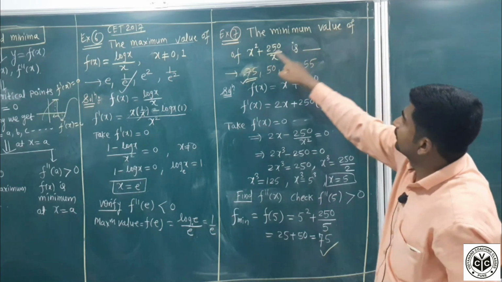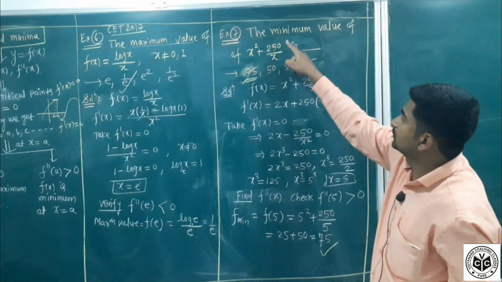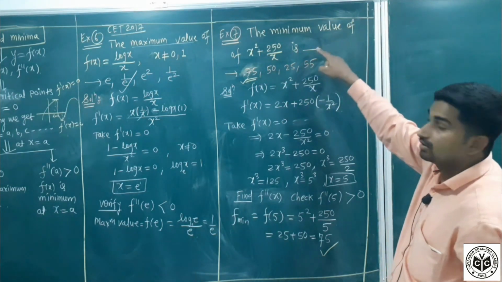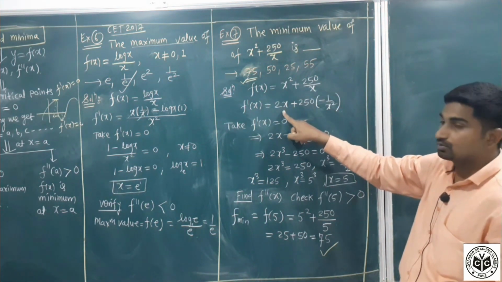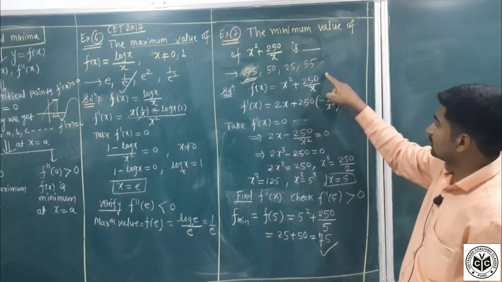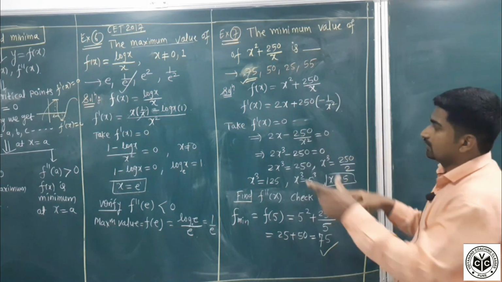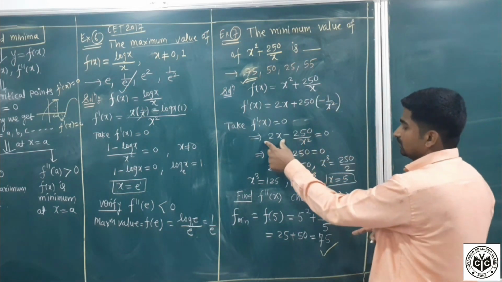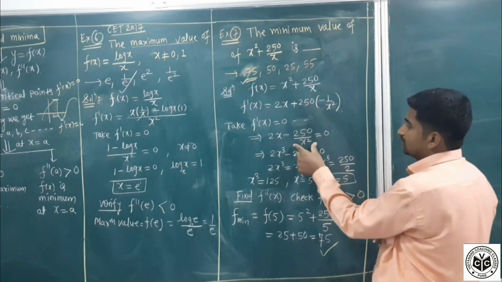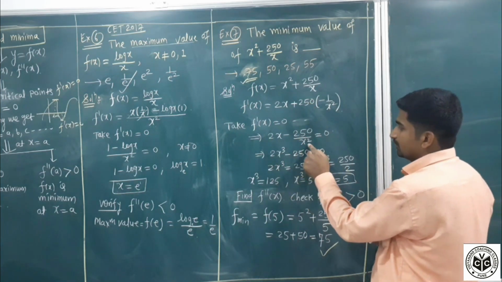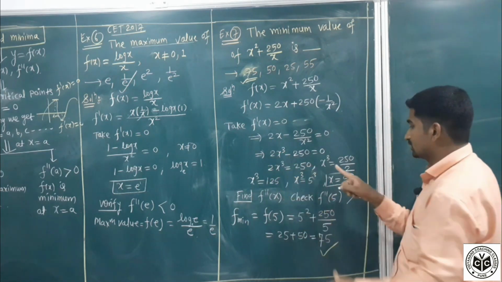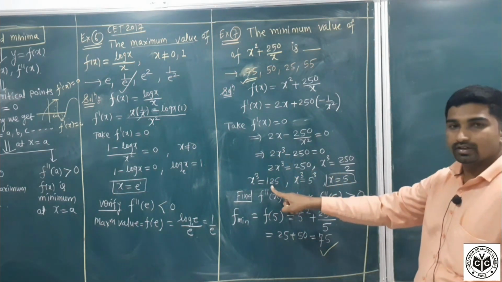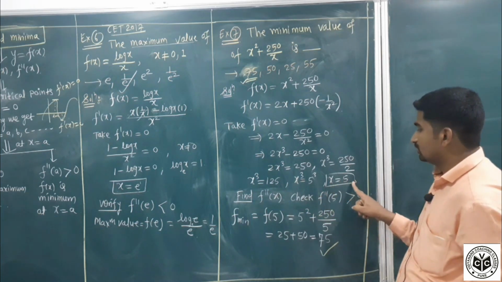The minimum value of f(x) is x square plus 250 by x. We have to calculate the minimum value of this. So first step is to find its differentiation. Derivative of x square is 2x. 250 as it is, derivative of 1 by x is minus 1 by x square. Take the first derivative 0. So 2x minus 250 by x square is 0. If you multiply it by x square, 2x cube is equal to 250. So x cube is 125, which is 5 cube. So x is equal to 5.